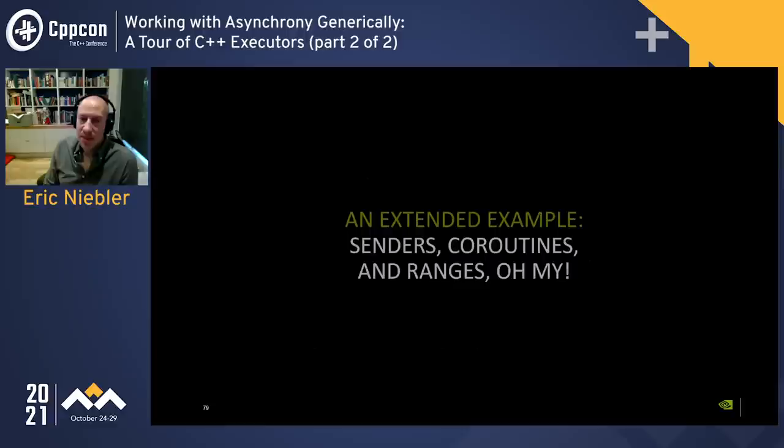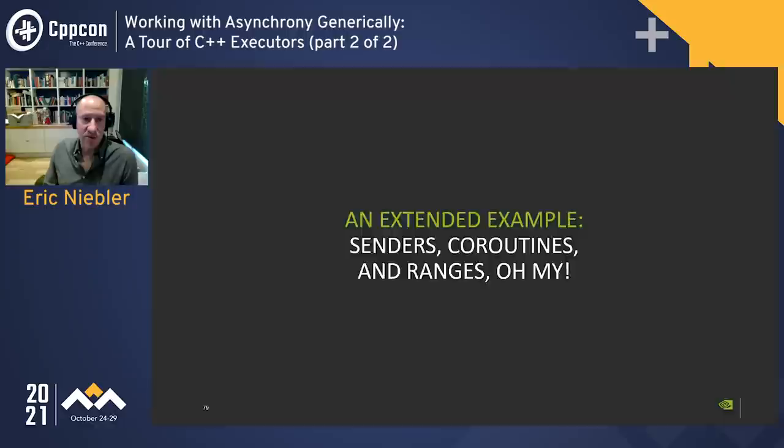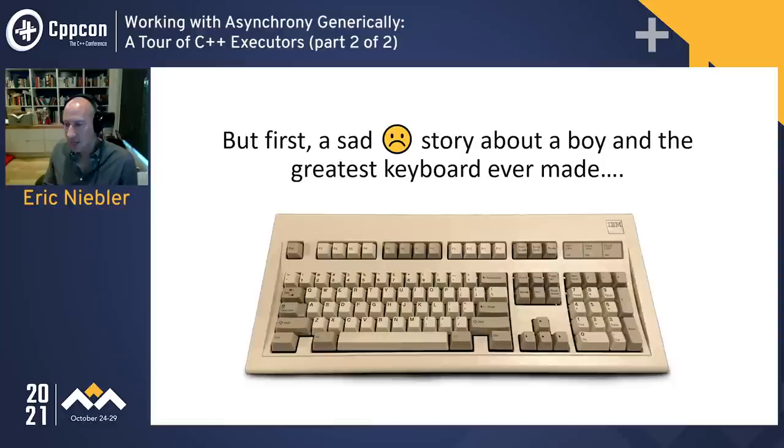All right, now we get to jump into our extended example. And this is the part that I'm excited to present because it deals with all of my favorite things: senders, coroutines, and ranges. Okay, first I have to tell you a very sad story. This is the IBM Model M keyboard. This shipped with all IBM PCs in the 80s. Probably the greatest keyboard ever made. The thing weighed a ton. It was an absolute beast. And it just has the most wonderful feel. I'm outing myself as a keyboard nerd now. Mechanical keyboard nerd, the worst kind.